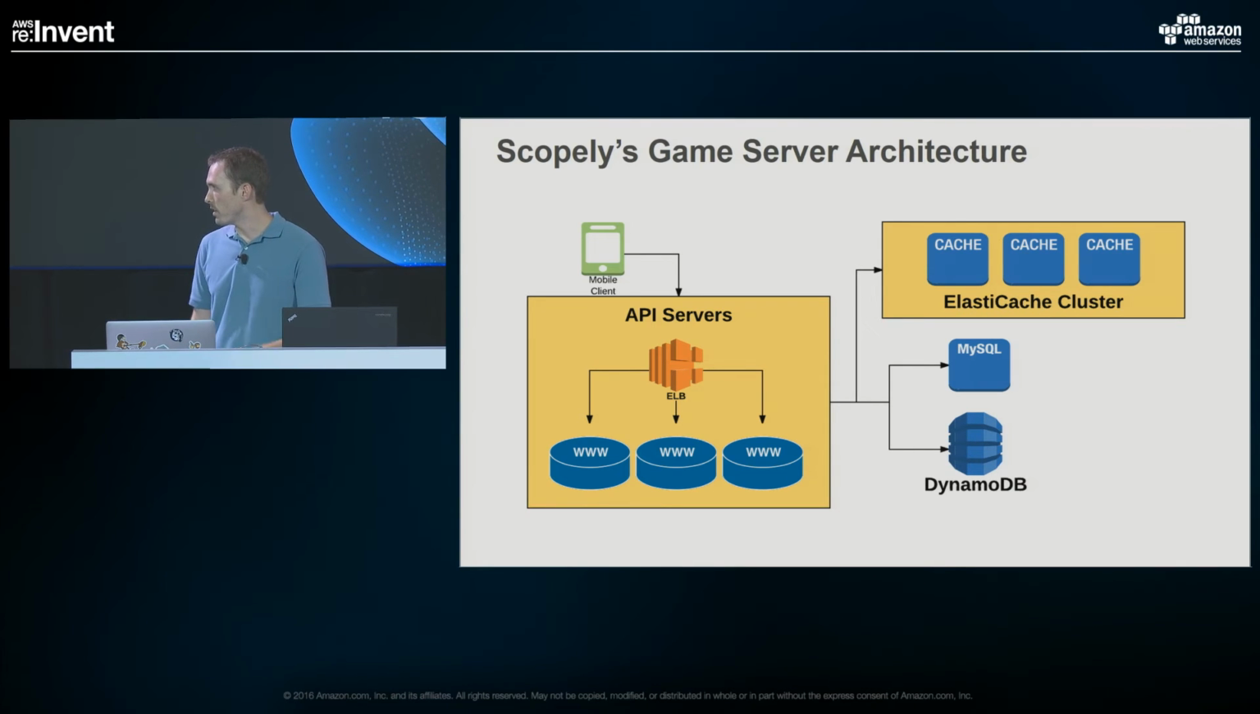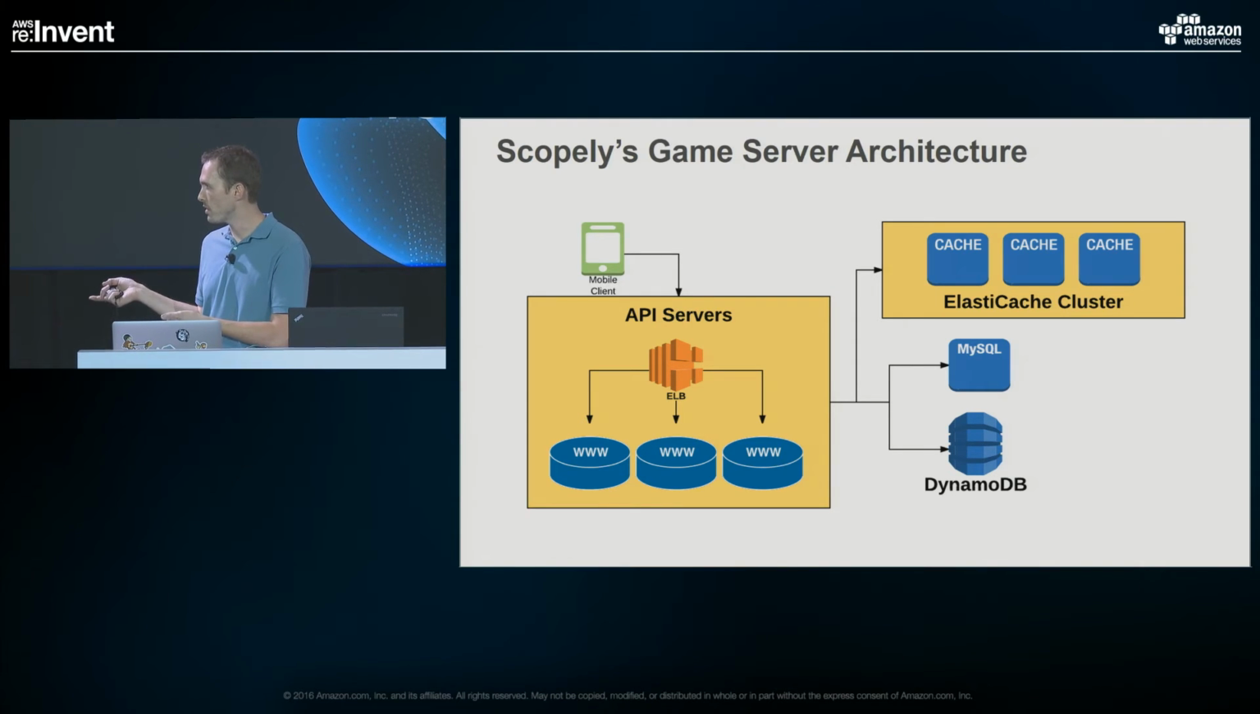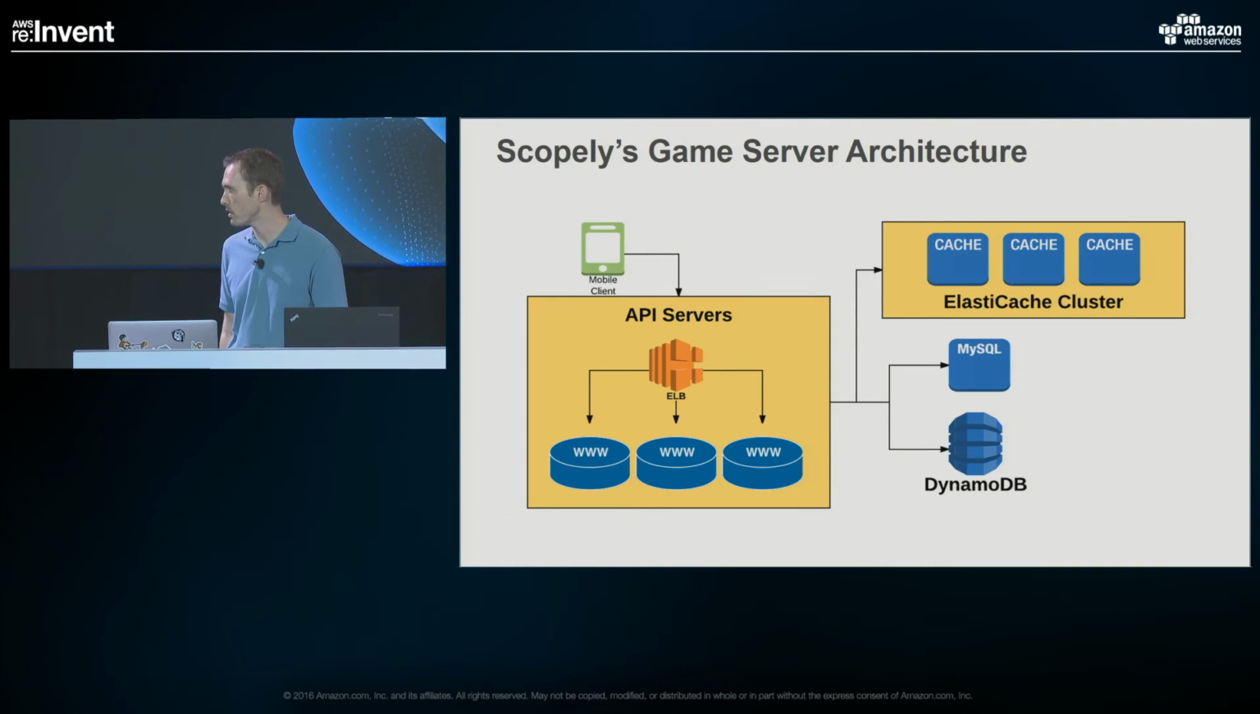So here's a basic layout of our architecture. Like Vlad said earlier, we're not using Lambda in our primary role. It's playing more of a supporting role, but I'll get to that later. Right now we're running EC2 instances behind an ELB. The mobile clients make HTTP requests to the ELB, and then the instances talk to Memcached, ElastiCache, MySQL, and DynamoDB to serve the request.